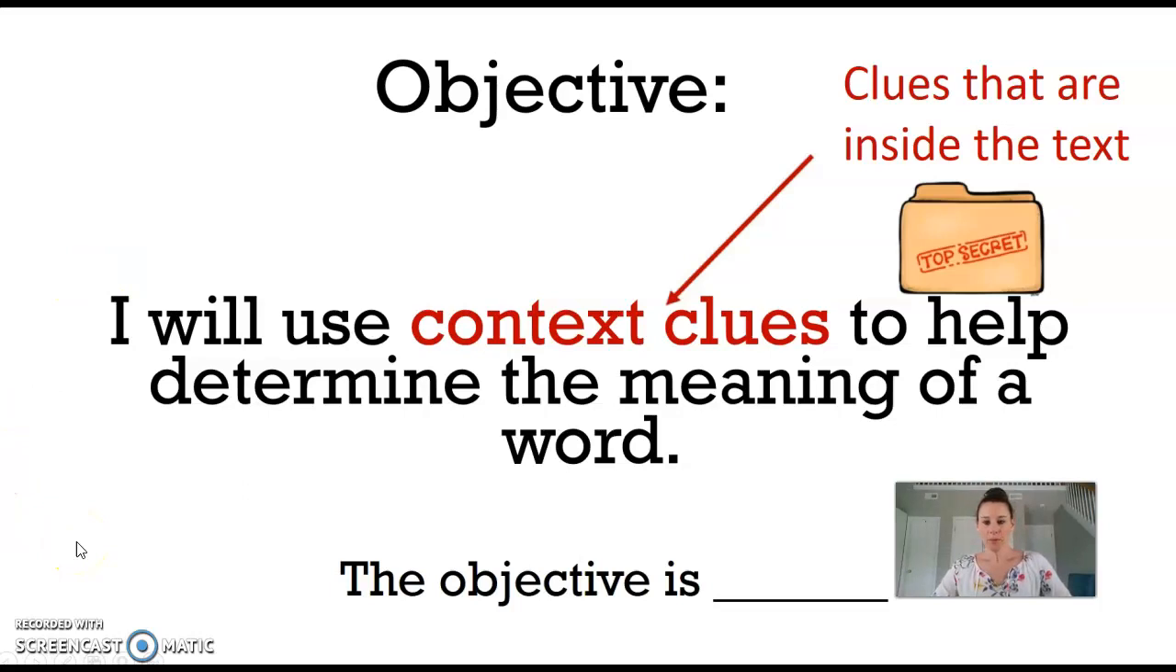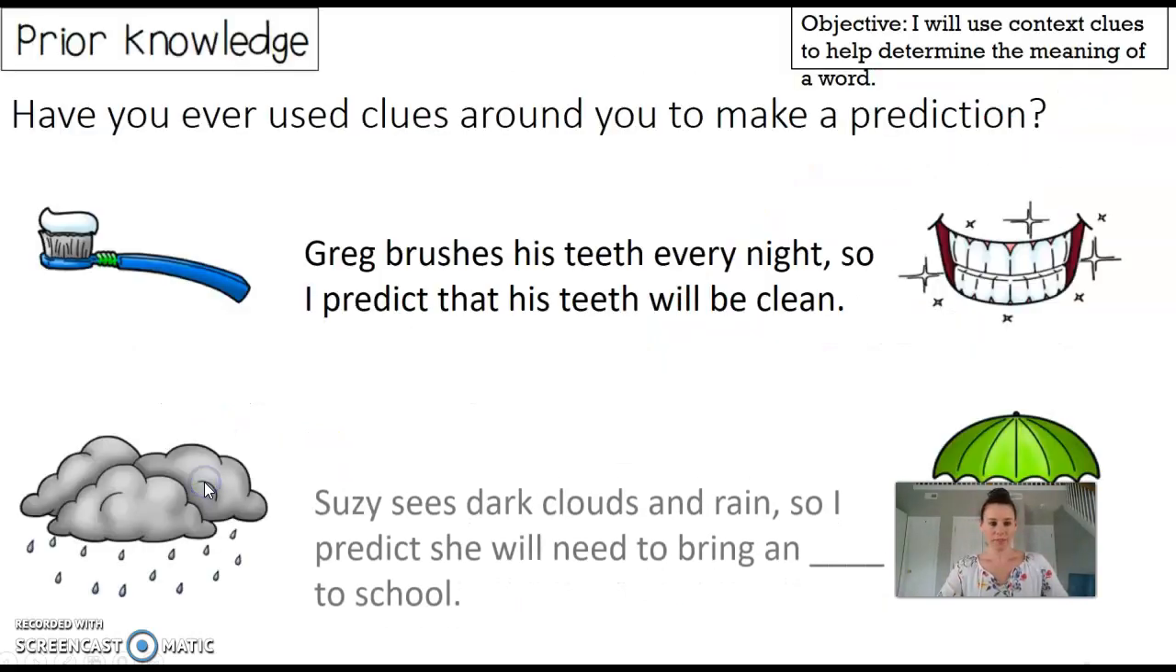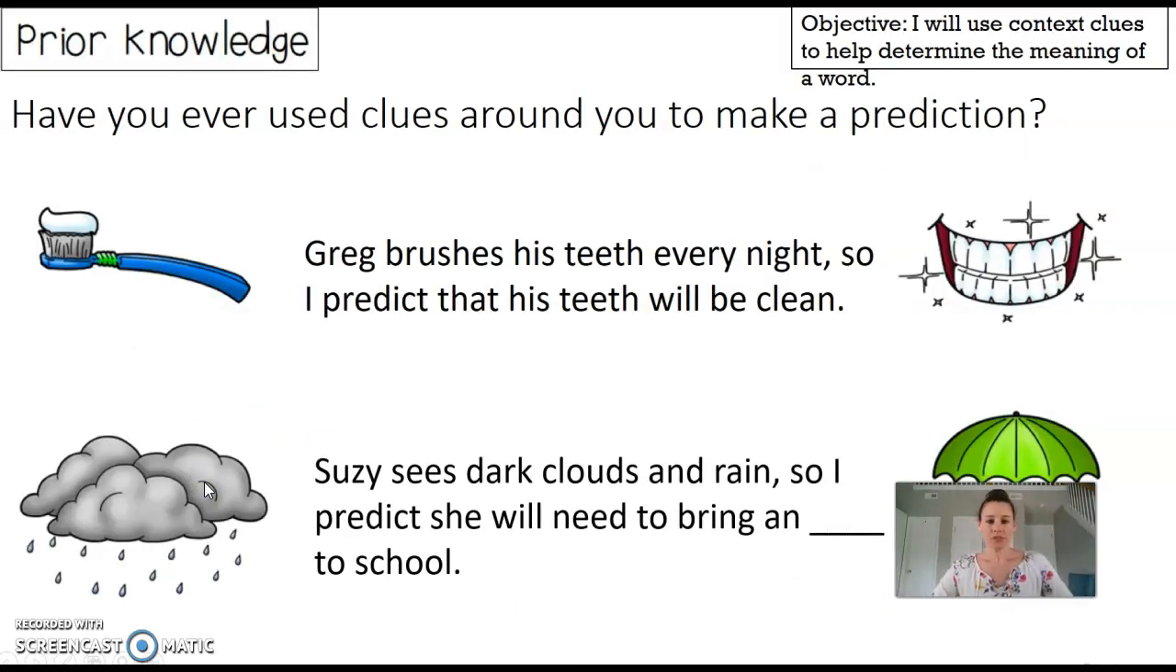So our objective today, or what we're going to be learning, is we're going to be using context clues to help determine the meaning of a word. So our objective is just that. Some prior knowledge that you already have: you've used clues around you to help make predictions. For example, Greg brushes his teeth every night, so I predict that his teeth are going to be clean. I can make that prediction on my own pretty easily. Susie sees dark clouds and rain, so I predict she'll need to bring a what to school, and obviously that answer would be an umbrella or a rain jacket.